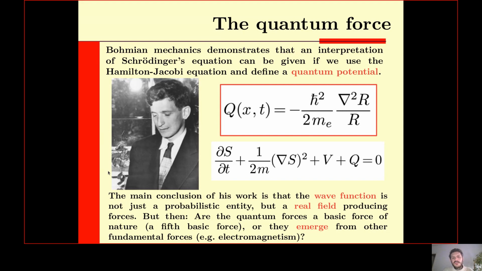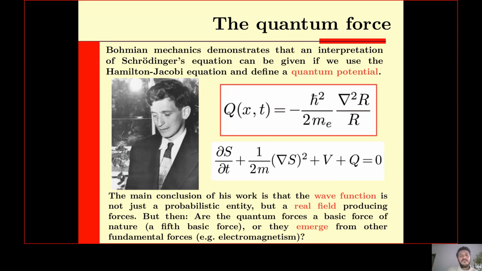So the main conclusion of his work, I would say, is that the wave function is not just a probabilistic entity, but it is a real field. It produces forces. There's a quantum potential and there's a quantum force. So then we have to ask ourselves, from a philosophical point of view, if quantum forces, as Bohm derives them, are a basic force of nature, so to speak, a fifth basic force, or if they emerge from other fundamental forces, electromagnetism, for instance. That's what I'm going to show.